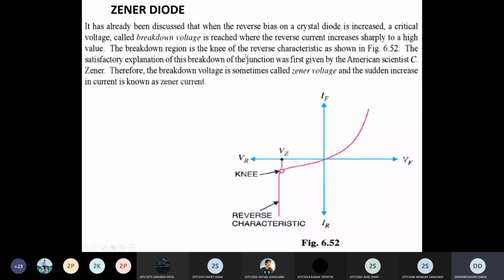The breakdown region is the key of the reverse characteristic, and the satisfactory explanation of this breakdown of the junction was first given by the American scientist C. Zener. So that's why this is called a Zener diode. This voltage Vz is sometimes also called the Zener voltage, and the sudden increase in the current after this Vz is called the Zener current.